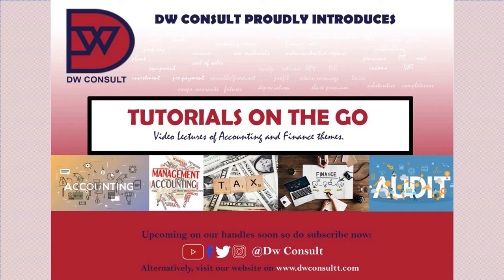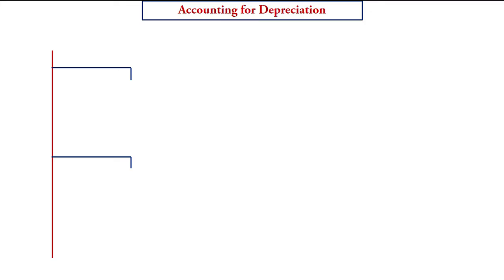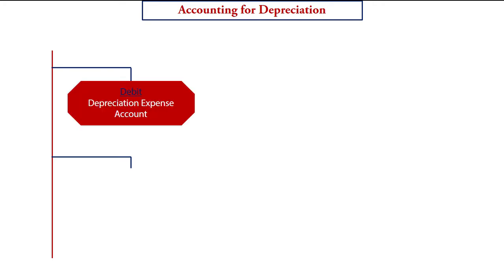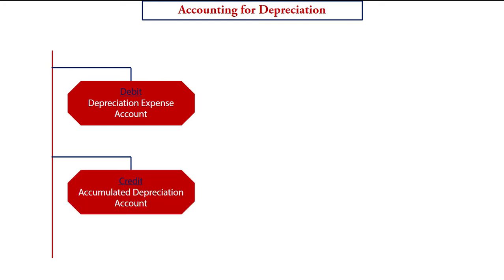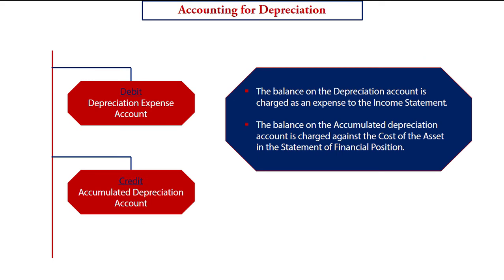Now, today's episode's lecture. We've already spoken about what depreciation is, the terminologies of depreciation, and the methods of calculating depreciation, the straight line and the reducing balance method. Now we are going to look at how we input them into the financial statements. Here we debit the depreciation expense account, then we credit the accumulated depreciation account. The balance on the depreciation is to be charged to the income statement. Then the balance on the accumulated depreciation is to be charged against the cost of the assets in the statement of financial position.